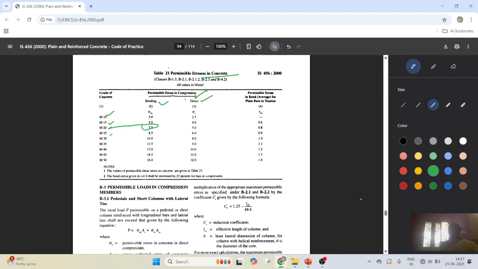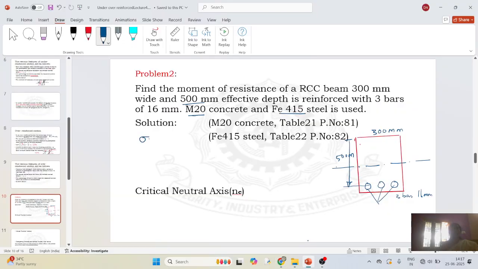sigma CBC equal to 7 Newton per mm square.